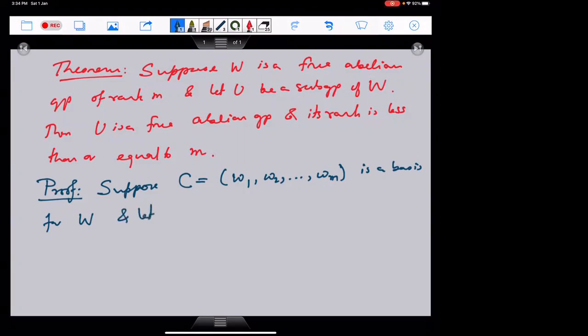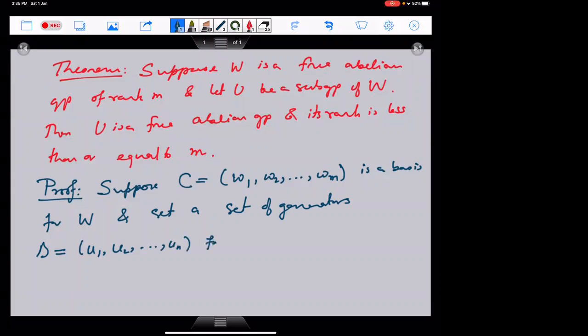And let U, sorry, already I have assumed this, have a set of generators denoted by, say, B, U1, U2, UN for U. So now here the question can be, how do I know that U is finitely generated?